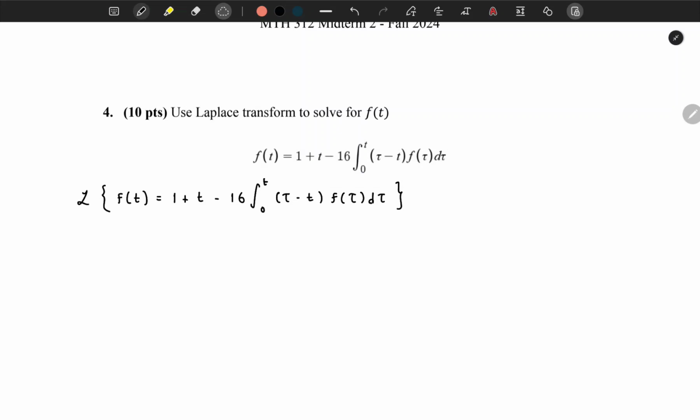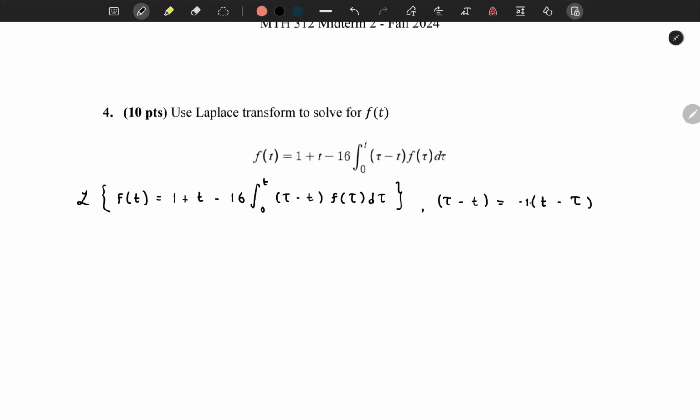let's erase this. What can we do to turn tau minus t into t minus tau? Well, if we take a negative out, this will leave us with negative tau plus t, or in other words, t minus tau. And so, since we have a negative, we can think of it as a negative 1, and take that constant out of the integral.